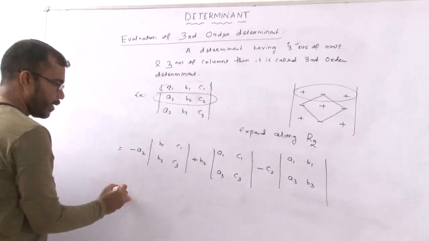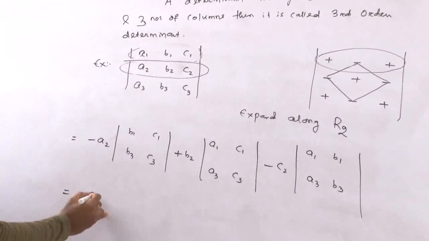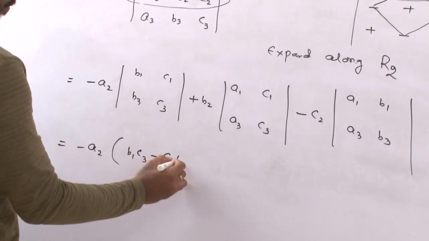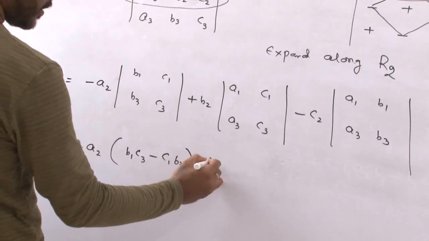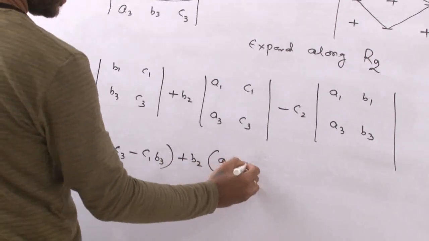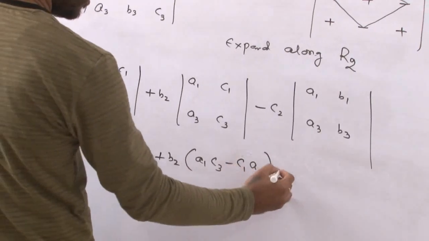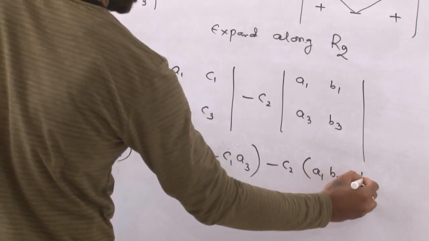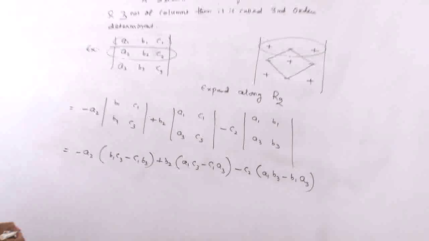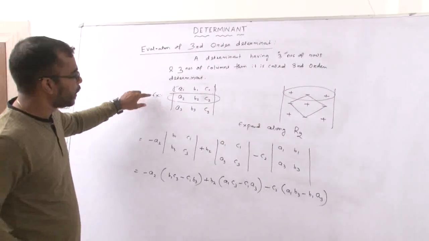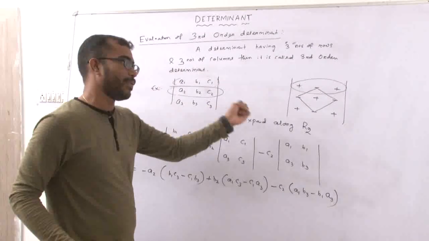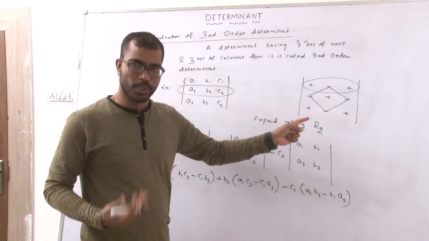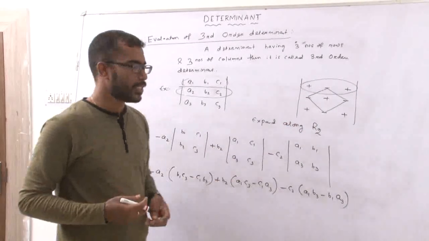Now we find the value of the second order determinants. Minus A2 into B1 C3 minus C1 B3, plus B2 into A1 C3 minus C1 A3, minus C2 into A1 B3 minus B1 A3. So here is the solution of this determinant, expanded along R2. Similarly, you can expand along R3, C1, C2 and also C3.